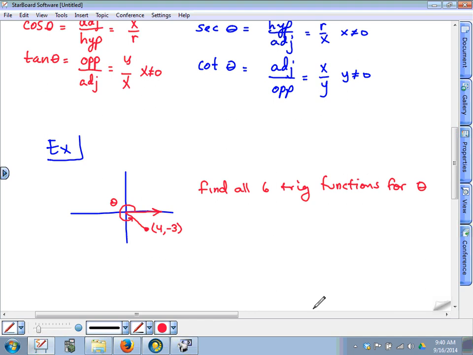All that stuff, opposite over adjacent, opposite over hypotenuse, that's great if you have a right triangle. We don't have a right triangle here. So we're going to use these alternate definitions, the x over y, or the y over x, or the x over r, because we have an x and a y. What is the r? Do you remember what r is? It's the distance from the origin to the point (4, -3). So the first thing we have to do is find r.